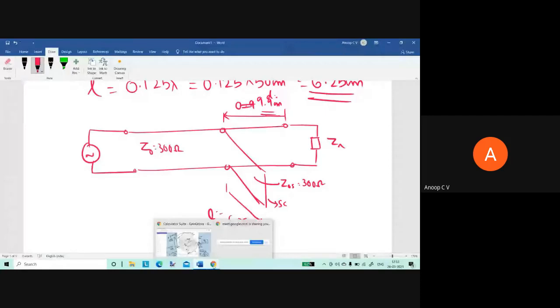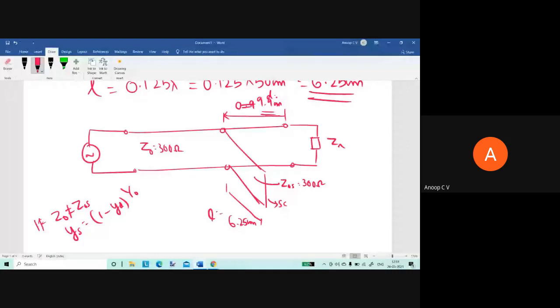The only thing you have to remember is if Z0 is not equal to Z0S, Ys will be equal to 1 minus Yd times Y0 by Y0S. If Z0 is equal to Z0S, it is the straightforward problem: Ys is equal to 1 minus Yd. The problem we solved now belongs to this category. Yesterday's problem belonged to the other category. This is how you will solve Smith chart problems.